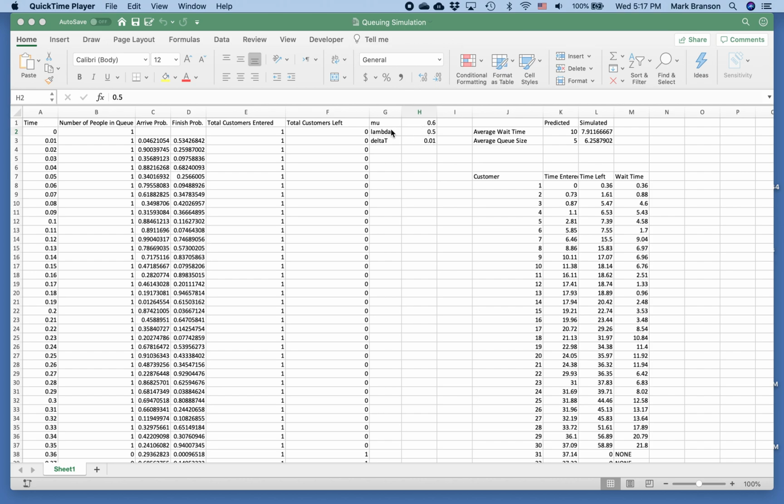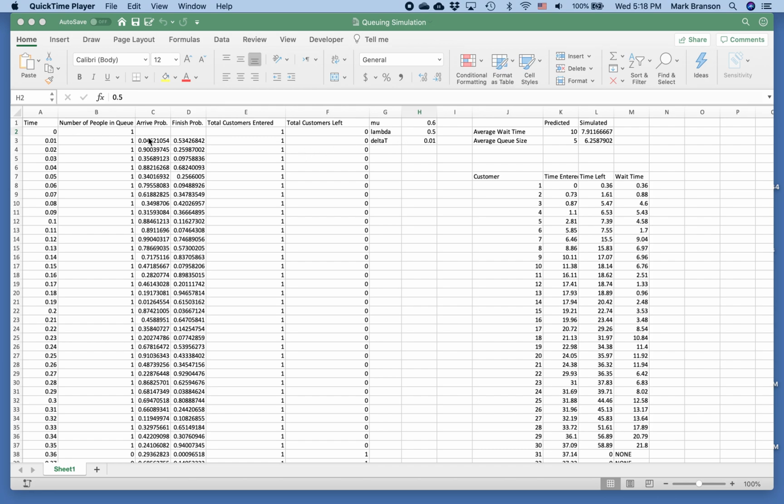And I didn't mention this in the videos, but for all of these models to work, mu has to be larger than lambda. Otherwise, a queue won't form. Remember, lambda is the probability that somebody arrives in the queue. Mu is the probability that they leave. So if you don't have mu larger than lambda, your queue doesn't work properly. Here, mu is larger than lambda, and so we have a working queue.